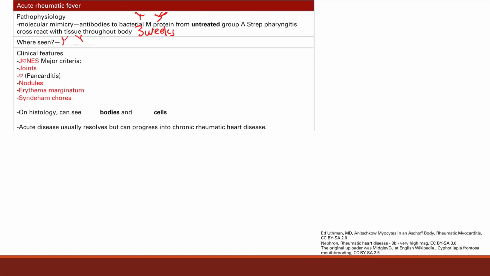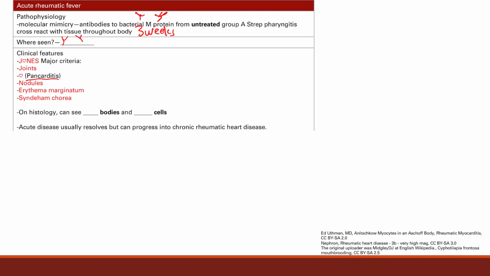Now this heart stands for pancarditis. That means you have inflammation in each layer of the heart. Remember what the layers were? The layers were the endocardium, the myocardium, and the pericardium. So you can have endocarditis, myocarditis, and pericarditis. Now remember, the endocardium involves the valves as well.